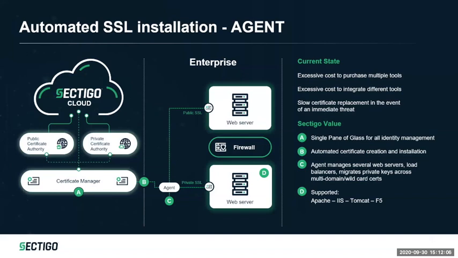Now, the second agent that we have, we call it the network agent. It's been there for a long, long time. It's capable of automatically rolling out certificates to a small number of applications. Apache is one of them, IIS, Tomcat, and F5. Those are the devices and applications we take care of natively with this agent.